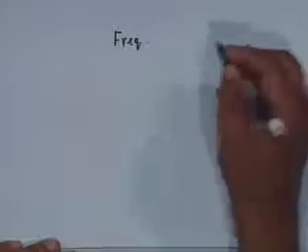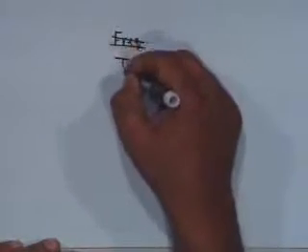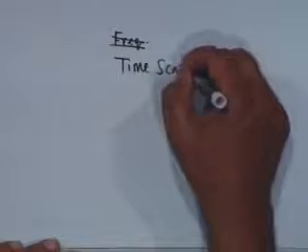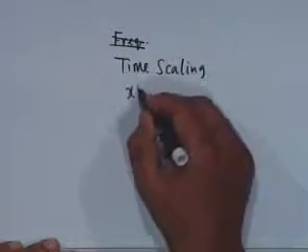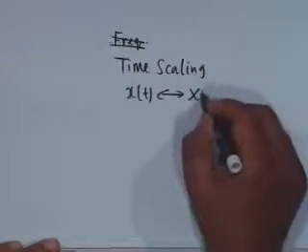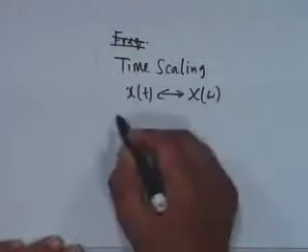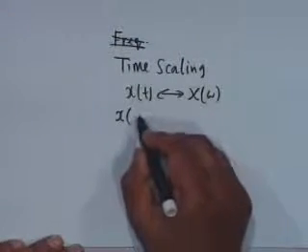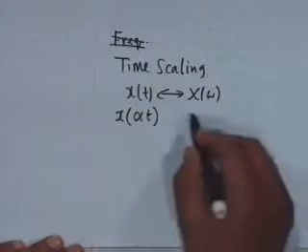Alright, the last property that we shall discuss today is frequency. Well, first we discuss time scaling. That is, if we are given x of t as the pair of X of omega, what happens if t is multiplied by alpha, let's say, x of alpha t? What is this equal to? You recognize that depending on the value of alpha, this is either compression or stretching, compression or dilation.